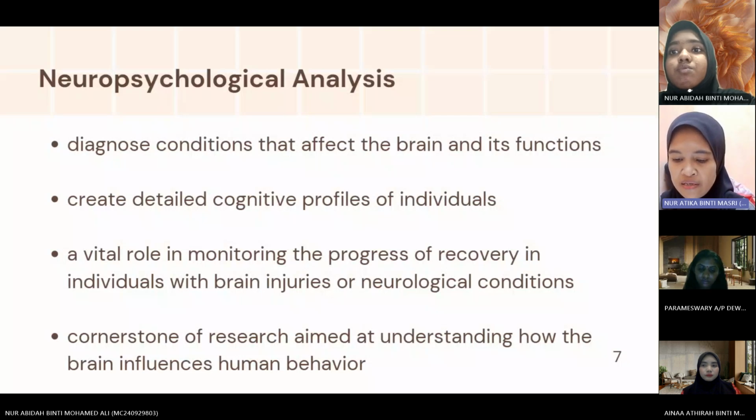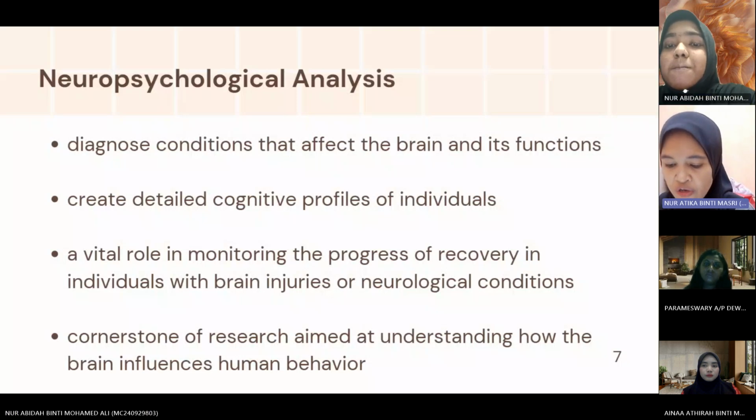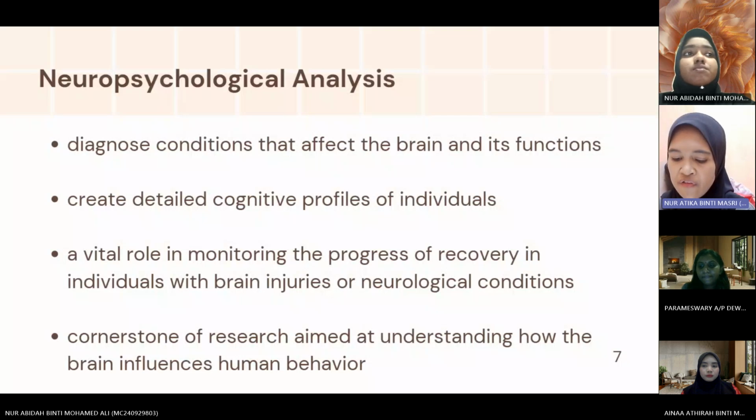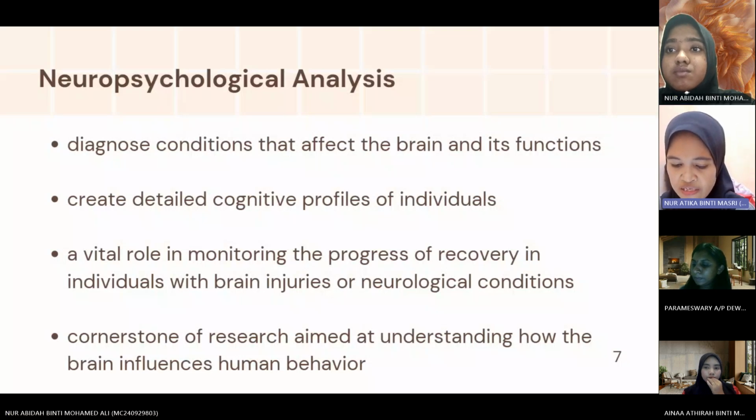Neuropsychological analysis play a vital role in monitoring the progress of recovery in individuals with brain injury or neurological condition. By conducting periodic evaluations, clinicians can track improvement or detect potential setback in cognitive and behavioral function. This dynamic understanding help refine rehabilitation strategies and ensure that intervention remain effective over time.